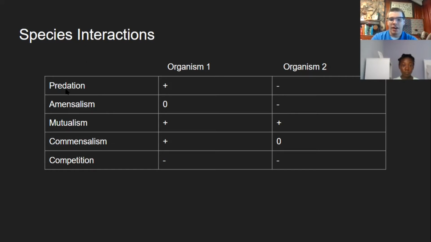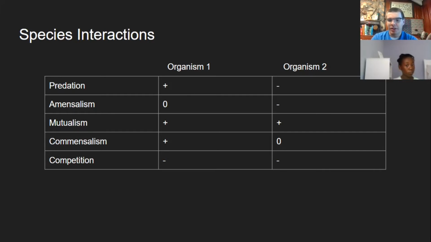Predation is whenever one animal hunts or hurts another animal for its own gain. The organism doing the hunting, the predator, gains something from the exchange, whereas the other organism loses. Like a cheetah catching a gazelle, or that snake I just showed catching a rat. That's predation. Then there's what's known as amensalism.